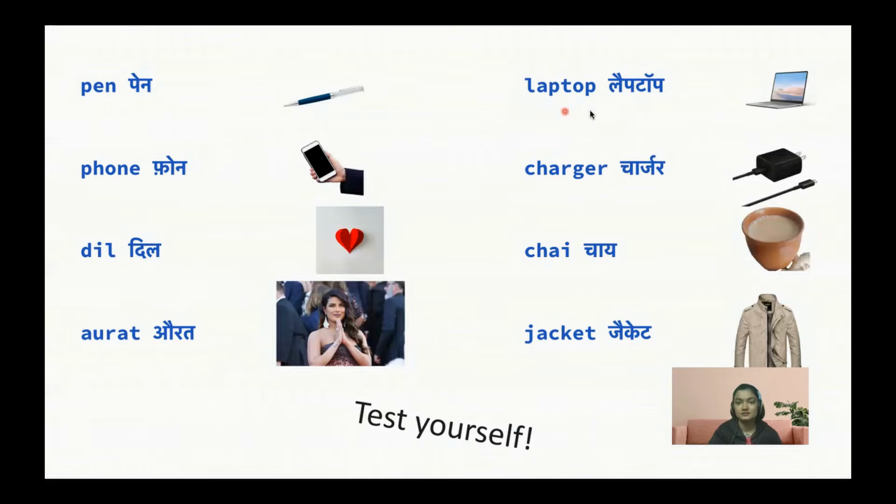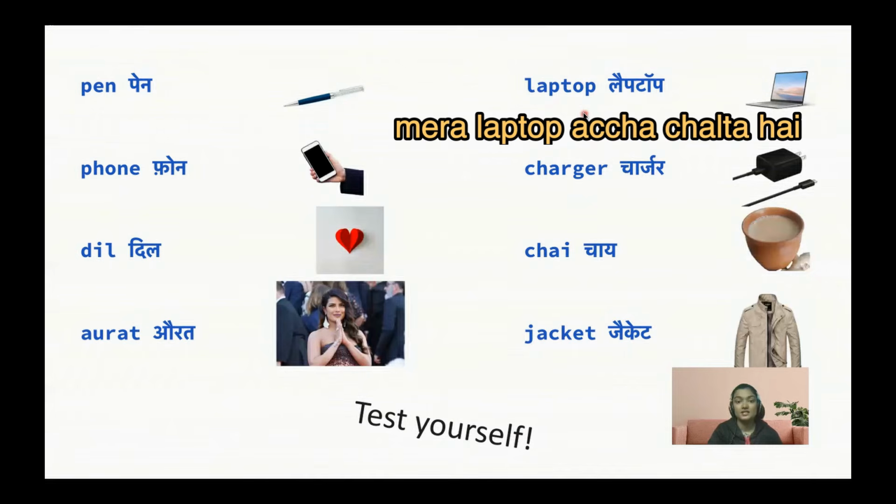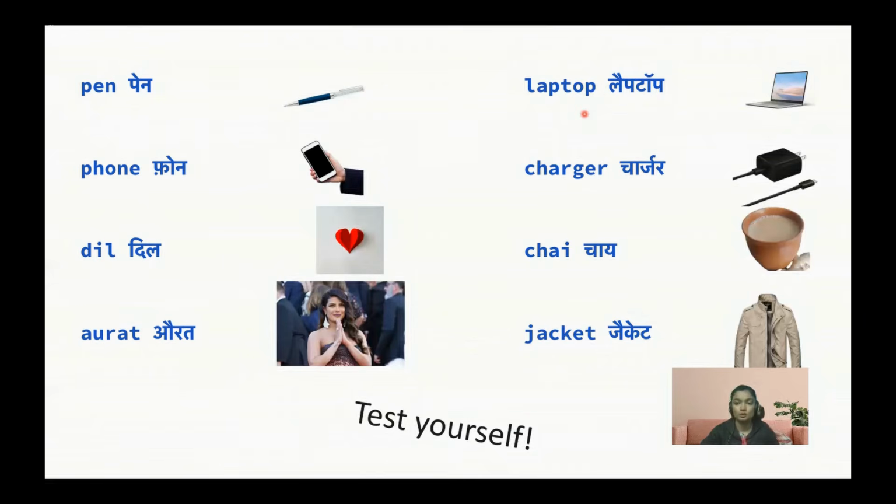Then the next word is laptop. Laptop is masculine. Mera laptop अच्छा चलता है. Chalta from the word chalna, which actually means to walk, but in this case where we are talking about gadgets, appliances, then it means to function, to work. So mera laptop अच्छा चलता है. My laptop works fine. It's in a good working condition. Phone is also masculine. Then charger. It doesn't end with A or E. It ends with some other sound. And it's considered masculine.